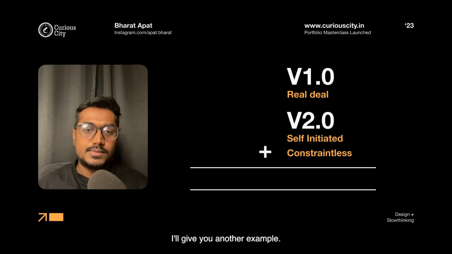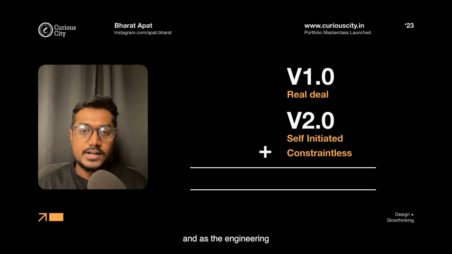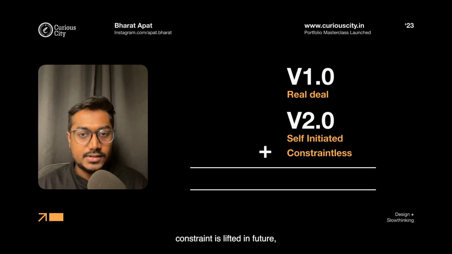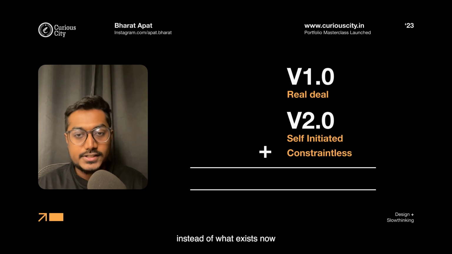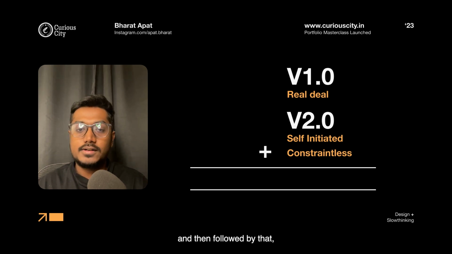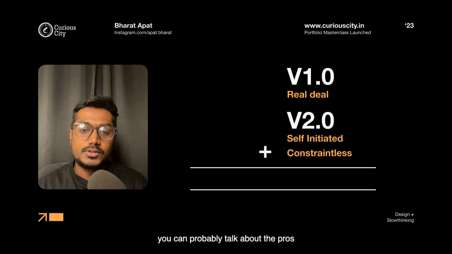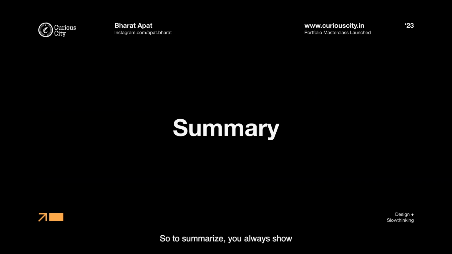I'll give you another example. You can say, as our tech becomes more mature in future and as the engineering constraint is lifted in future, we can add this particular UI elements to the design instead of what exists now. And then followed by that, you can probably talk about the pros and cons of this new design. So to summarize, you always show the real process and be proud of dealing with hard situations. And if required, along with the real process, add a self-initiated project to showcase what could be a new design if certain constraints were lifted.